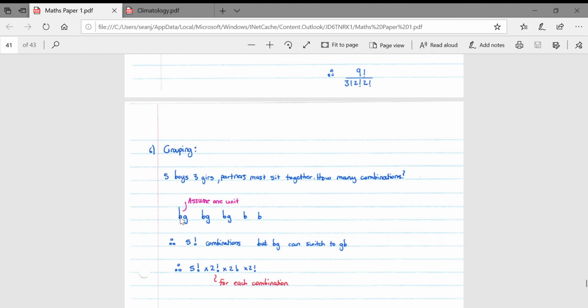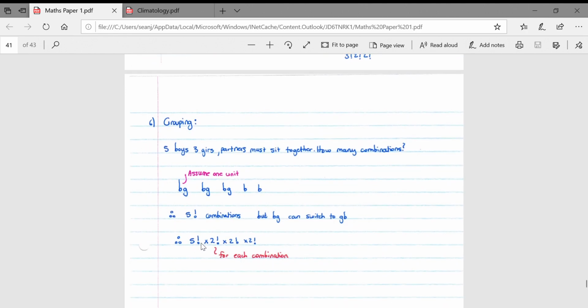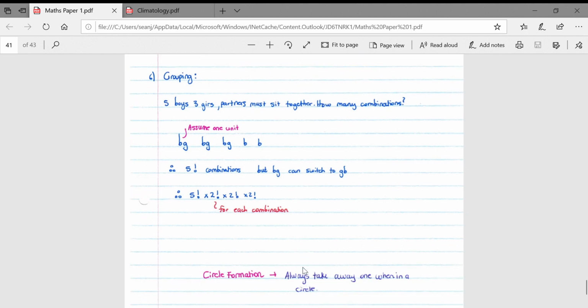So here you have 5 combinations in essence, because the boy, girl, boy, girl, boy, girl are treated as one. So then you have 5 combinations, but the boy, girl can switch around to be girl, boy. So boy, girl can be girl, boy. So then what we have to do is say 5 factorial multiplied by 2 factorial. And the reason we have 3 sets of 2 factorials is because there's 3 sets of boy, girl. So all of them at one stage can change to girl, boy, if that makes sense.